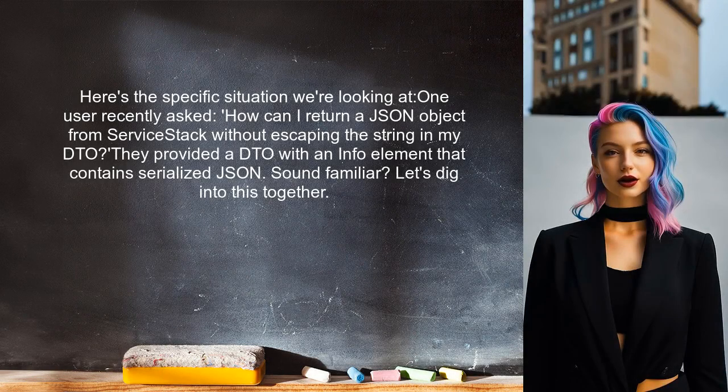Here's the specific situation we're looking at. One user recently asked, "How can I return a JSON object from ServiceStack without escaping the string in my DTO?" They provided a DTO with an info element that contains serialized JSON, but the output is not what they wanted. Sound familiar? Let's dig into this together.